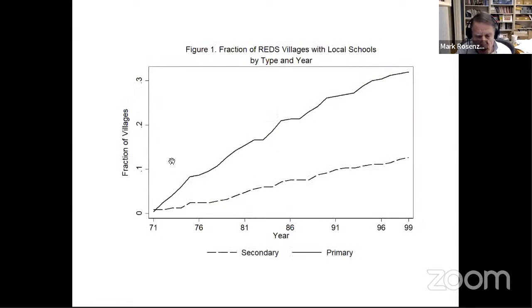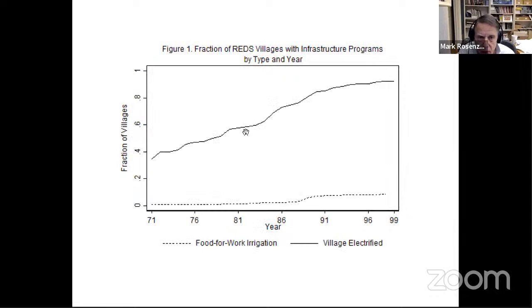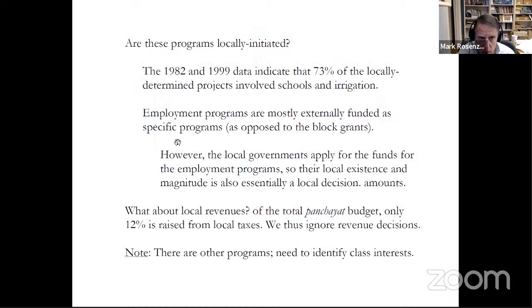Okay. So this is a graph of the fraction of villages for which there was a government school. You can see both primary and secondary, both rising over time. This graph shows the fraction of villages that had a guaranteed employment scheme, training scheme, and general employment. Now notice the y-axis goes from 0 to 0.1, right? There's a very small fraction of these villages that had these programs, but they were rising over time. And then finally, we have the fraction of villages that had a food for work irrigation program and the fraction of villages that were electrified over the period. So there's general upward trends in infrastructure variables and schools and employment programs mildly as well.